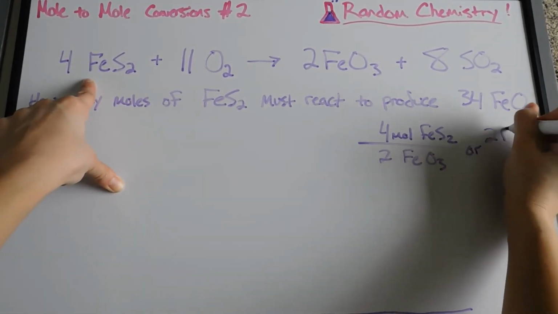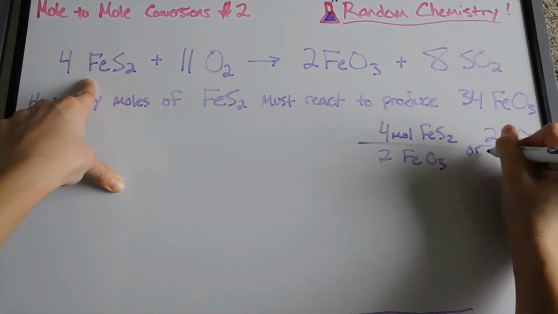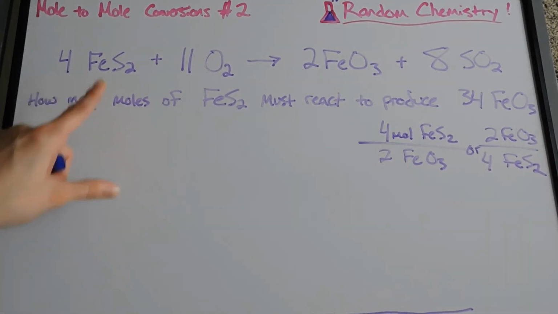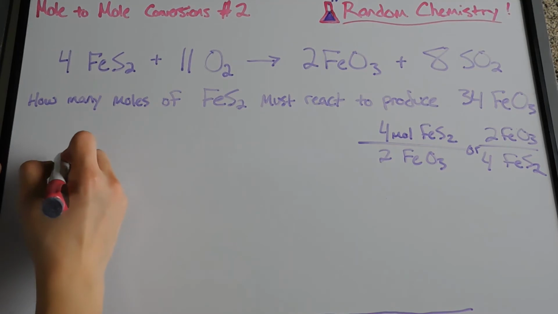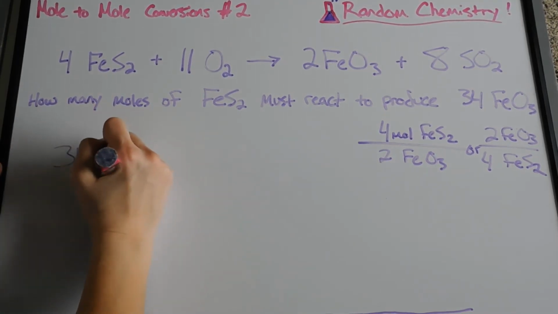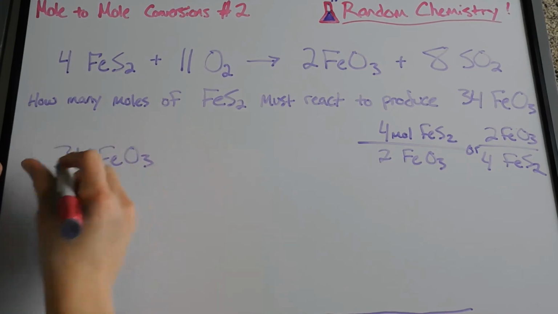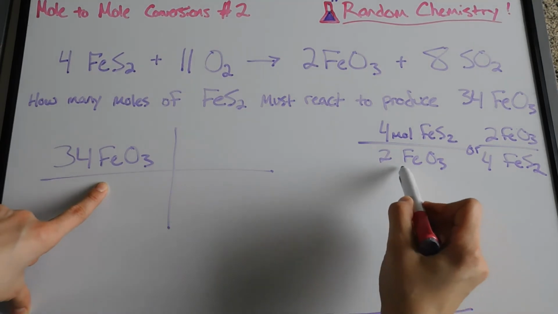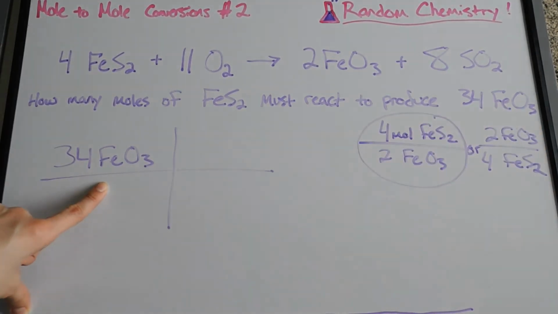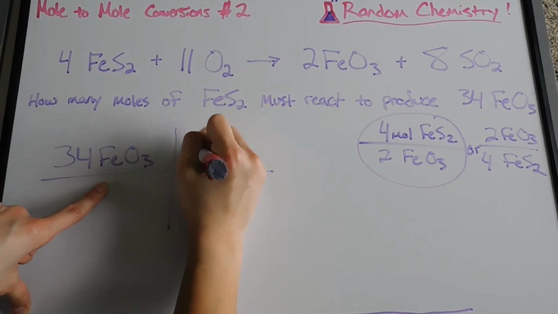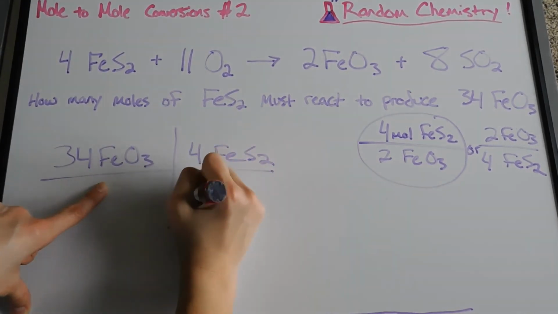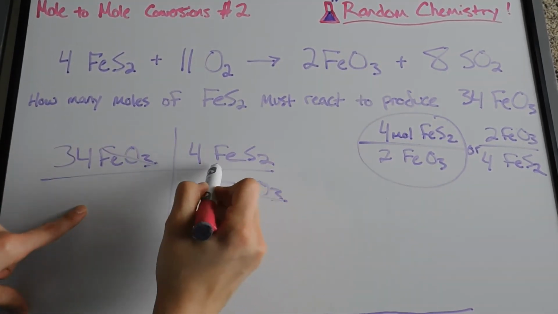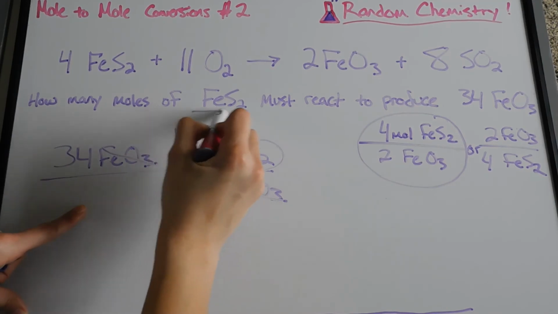Or 2 Fe2O3 for every 4 FeS2. And we'll use dimensional analysis. So start with what you're given, which is 34 moles of Fe2O3. And if I have moles of Fe2O3 on top, then I want moles of Fe2O3 on bottom. So I'm using this conversion factor. So 4 of FeS2 to 2 of Fe2O3. These cancel, and I'm left with FeS2, which is what the question is asking me.